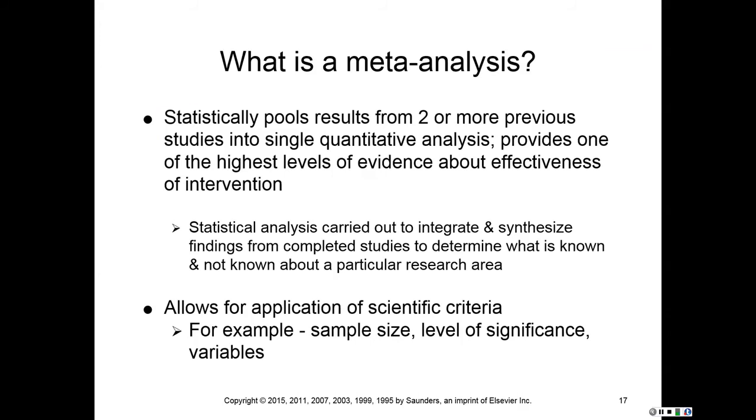What is a meta-analysis? It statistically pools results from 2 or more previous studies into a single quantitative analysis. It provides one of the highest levels of evidence about effectiveness of an intervention. It is a statistical analysis carried out to integrate and synthesize findings from completed studies to determine what is known and not known about a particular research area. And it allows for application of scientific criteria. For example, they have the correct sample size, what's the level of significance, what are the variables studied.